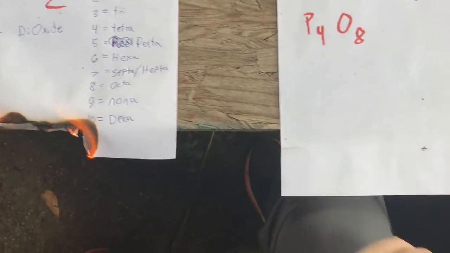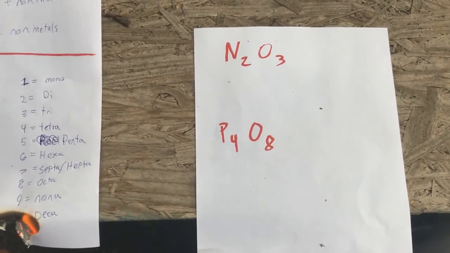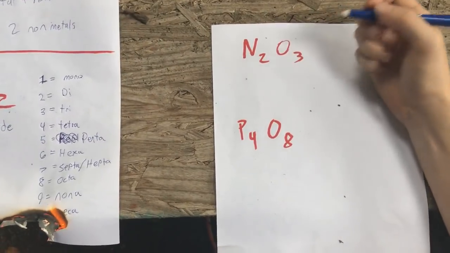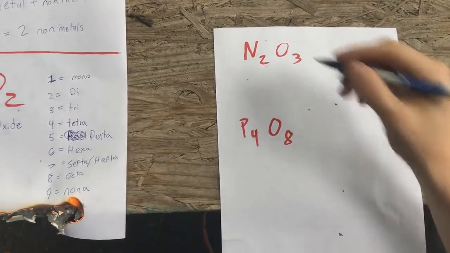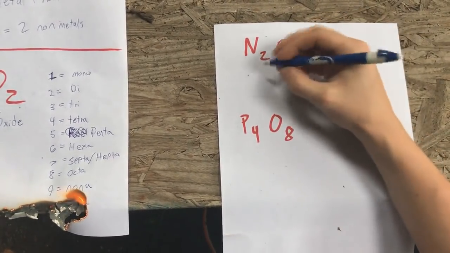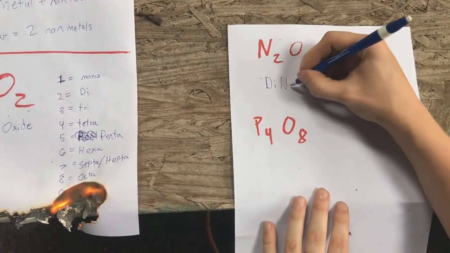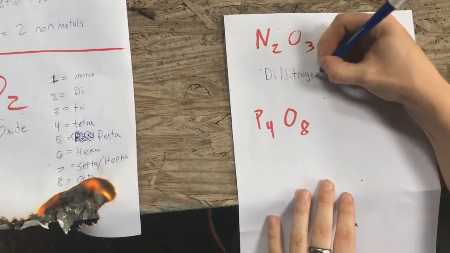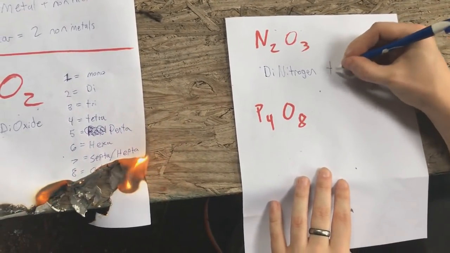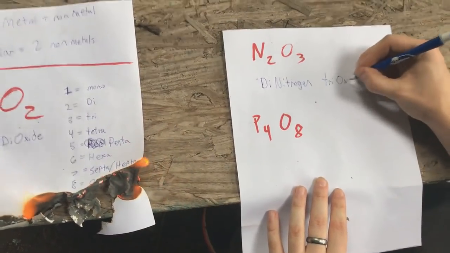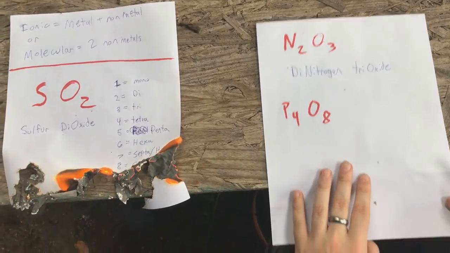So we've got N2O3 here. Same idea. It's still a molecular compound. Nothing really too fancy here. We've got 2 nitrogens, so we're going to call that dinitrogen. Then we've got 3 oxygens, so we'll call it trioxide. So dinitrogen trioxide. Pretty simple.